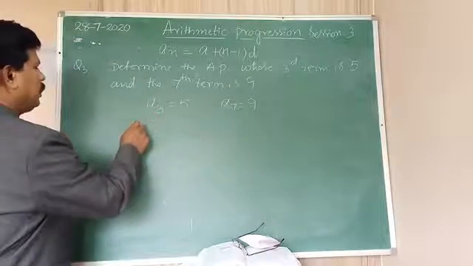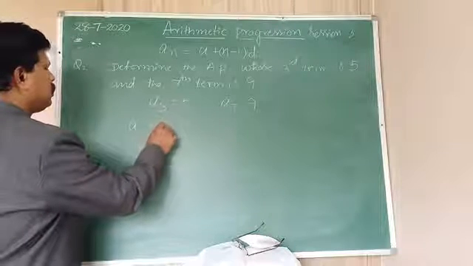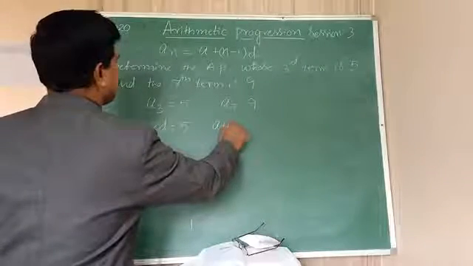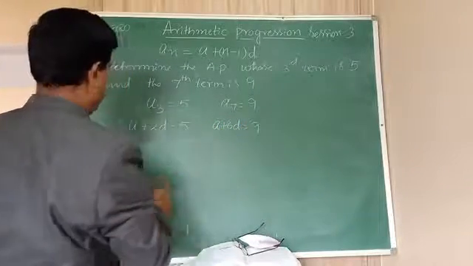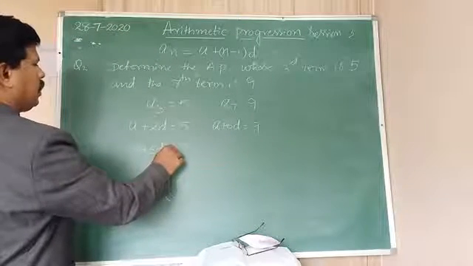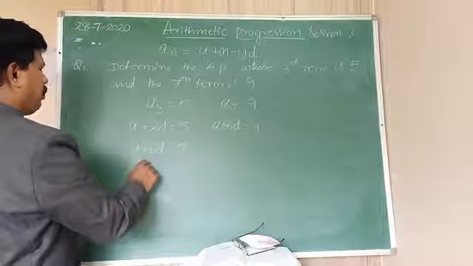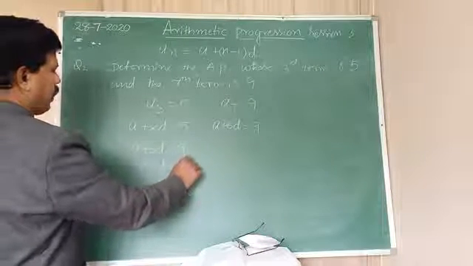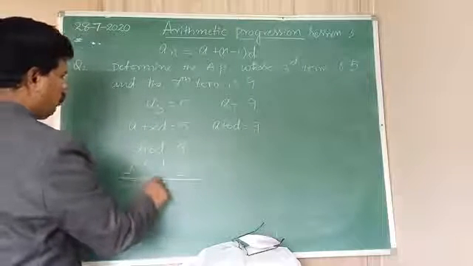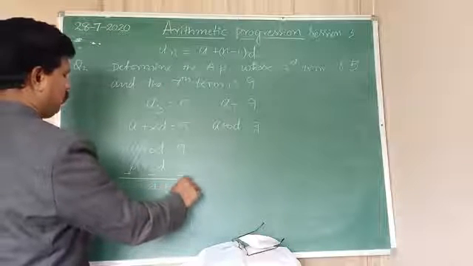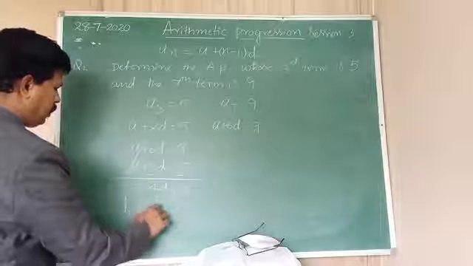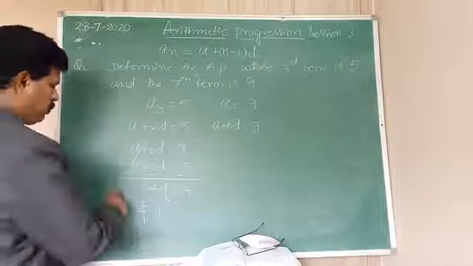Okay. Now A3 can be written as A plus 2D equals 5 and A7 is A plus 6D equals 9. Then A plus 6D equals 9 and A plus 2D equals 5. Subtracting, A is cancelled. 4D is equal to 4. Then D is equal to 4 by 4, which is 1. D value is 1.